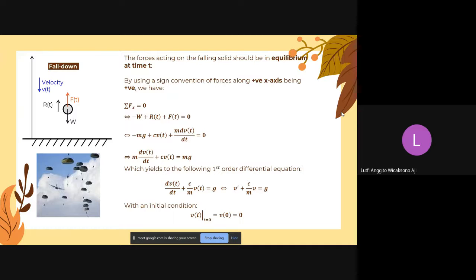So we get the following first order differential equation, that is dv(t)/dt plus c over m times v(t) equals g, or in other form, v' plus c over m v equals g, with an initial condition, that is v(t) at t equals 0 is v0, and the result is 0.